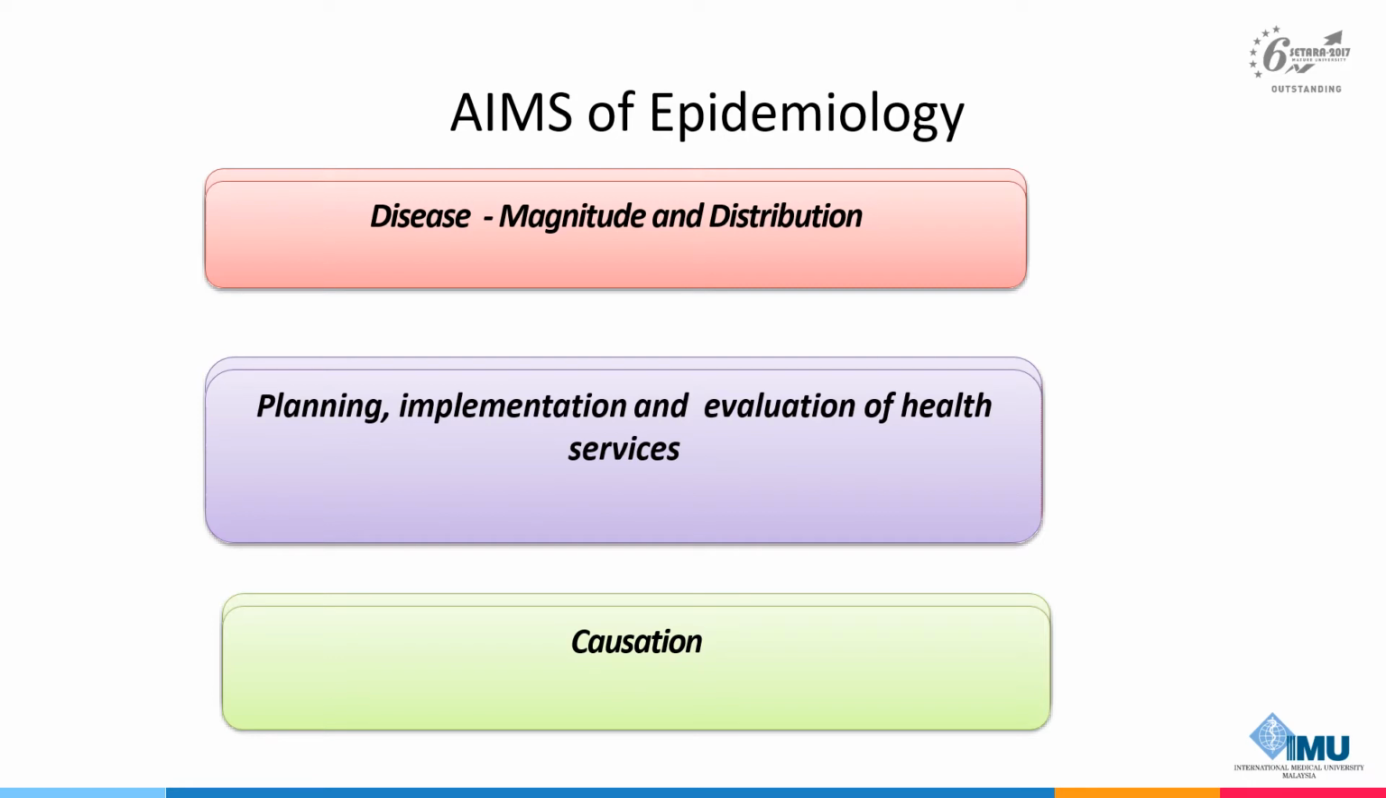What are the aims of epidemiology? They are to describe the size and distribution of disease problems in human populations, to provide the data essential for planning, implementation, and evaluation of health services for the prevention, control, and treatment of periodontal diseases, for setting up of priorities among these services, to identify etiological factors in the pathogenesis of the diseases.